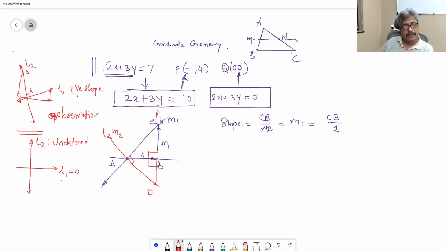Slope of L1 is M1. Physically, this distance is M1. Can you tell me which distance in this diagram is M2? DB.